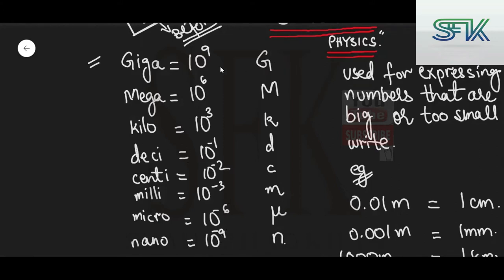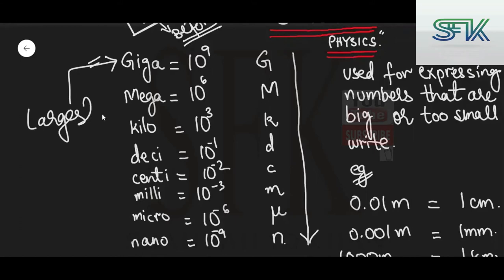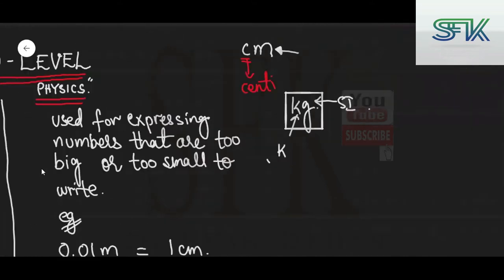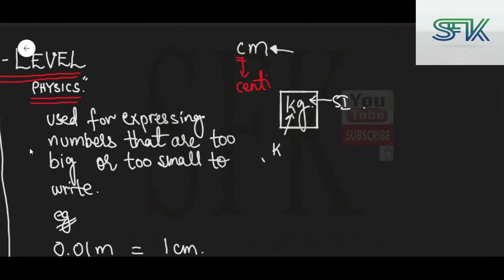Now, I've written them down from biggest to smallest. So the giga has the largest value, whereas the nano has the smallest value. Now why do we need to use these? Why can't we use some numbers directly without using the prefix? The reason for that is right over here. They're used for expressing numbers which are either too big or too small to write.